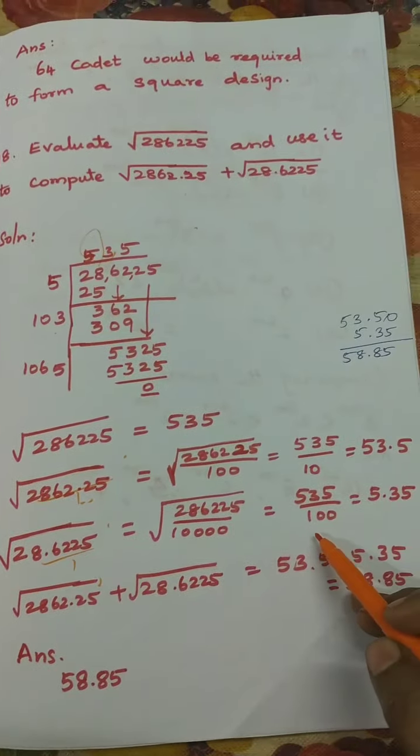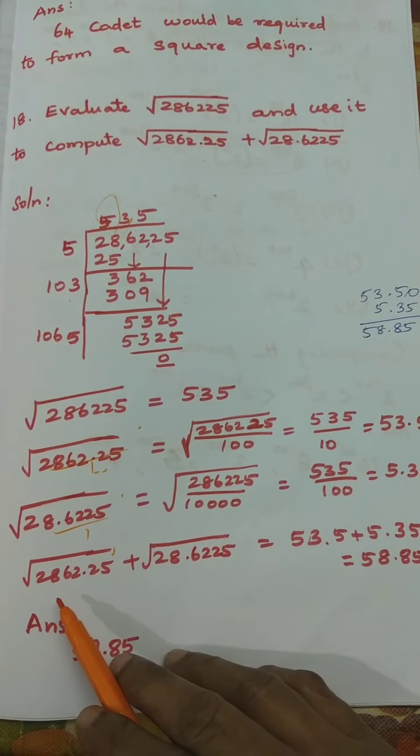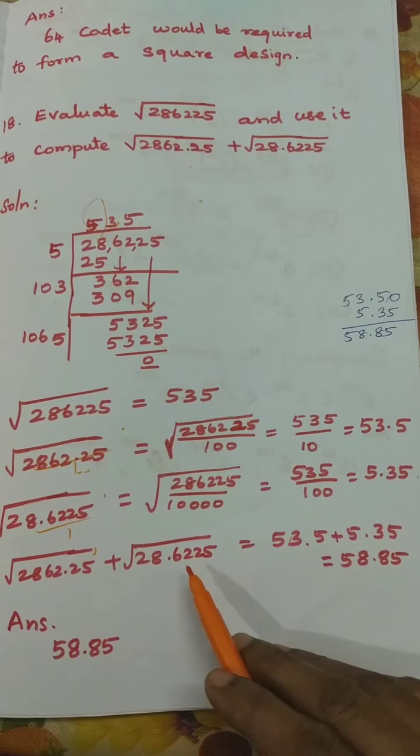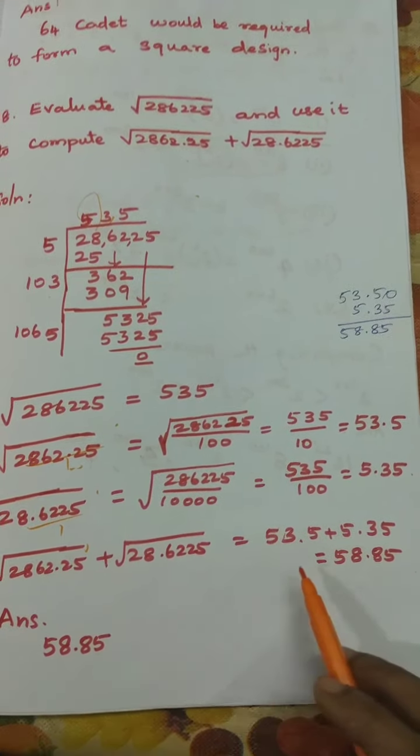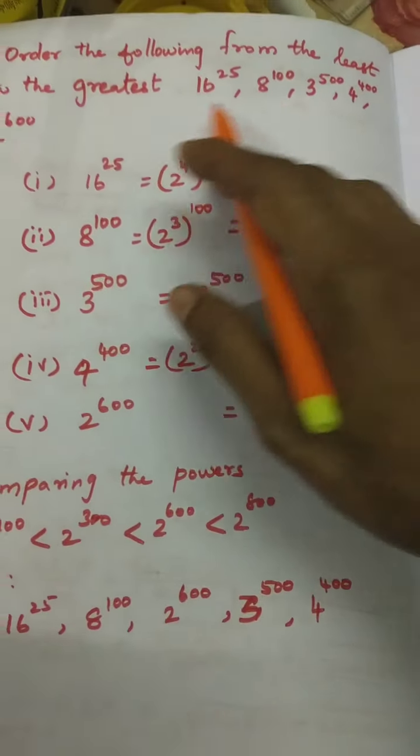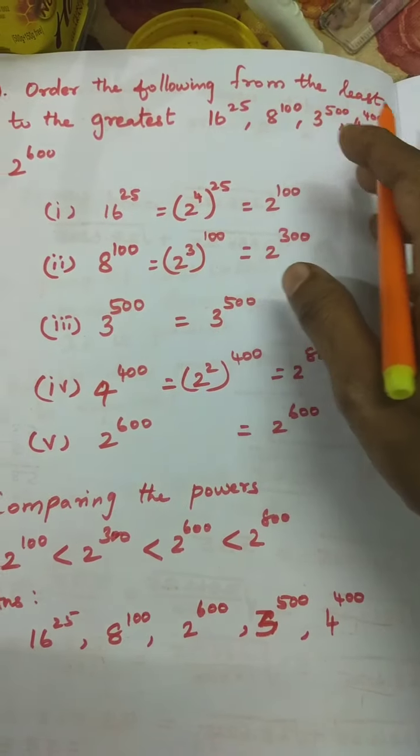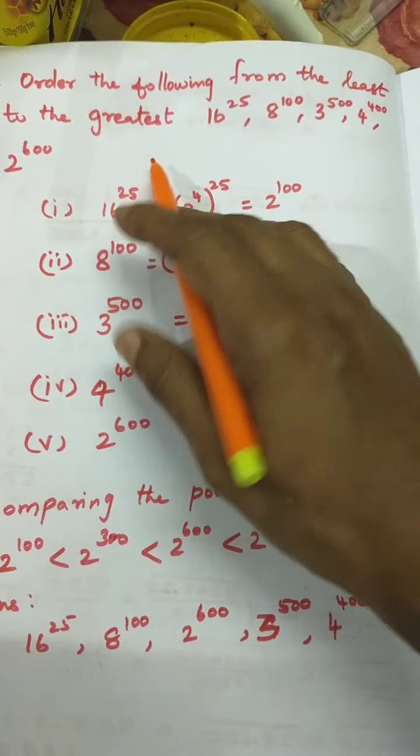Now we have to add these two, no? So 53.5 plus 5.35. You have to add, and it will come as 58.85. So the answer is 58.85.